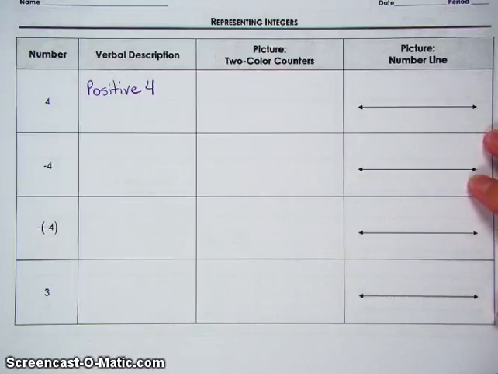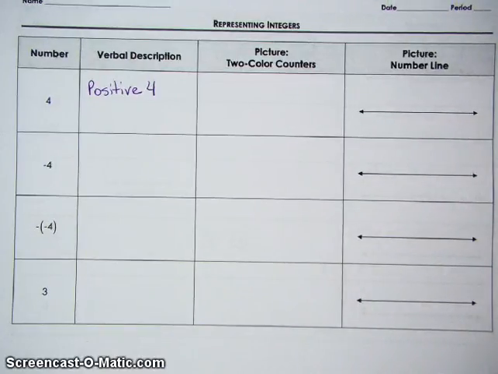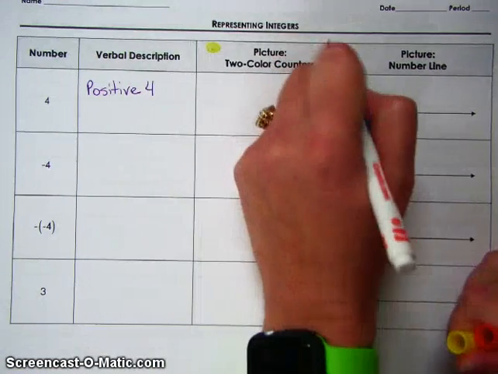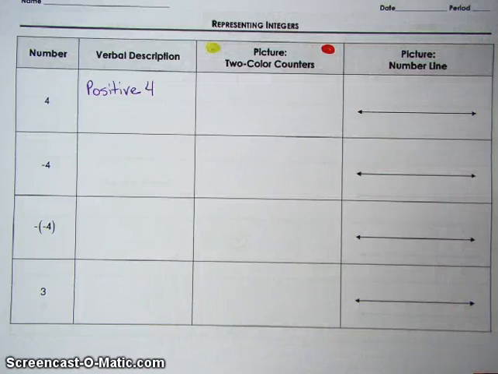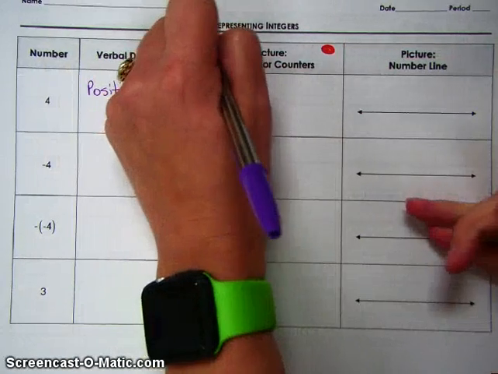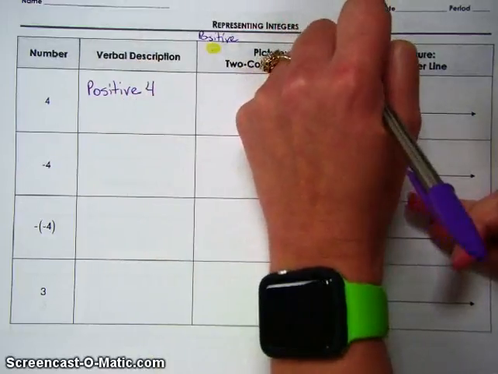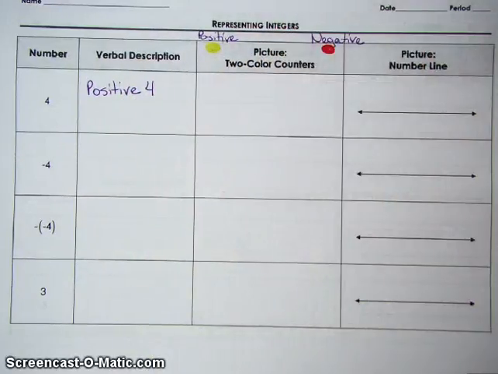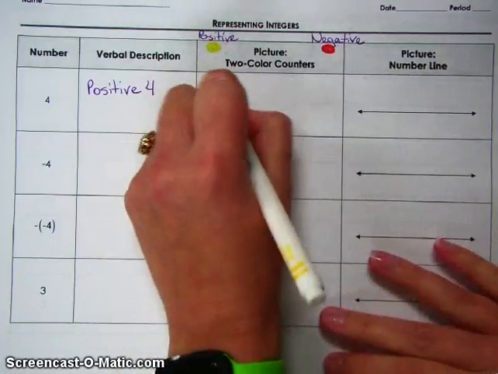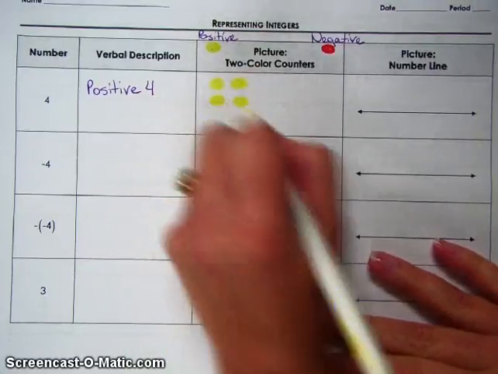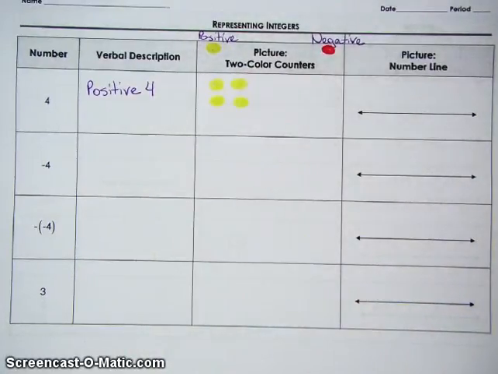Alright, then we have a picture with two color counters. For our two color counters, we're going to use yellow for positive and red for negative. Let me go ahead and write positive on the positive one and negative on the negative one. There you go. So let's go ahead and do 4 positive two color counters. 1, 2, 3, and 4. And that's all you need to do for the picture.